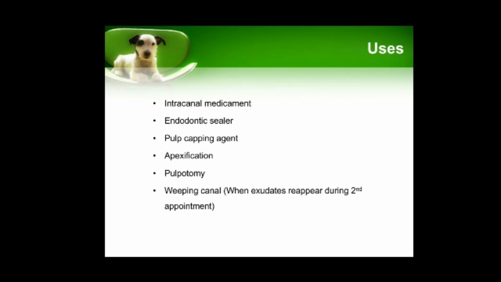Calcium hydroxide can be used as an intracanal medicament, endodontic sealer, pulp capping agent, in the treatment of apexification and pulpotomy, and also used in weeping canal. Weeping canal is nothing but when the blood discharge or the exudate reappears during the second appointment of the treatment. It is called a weeping canal.